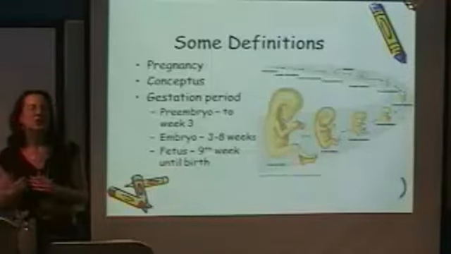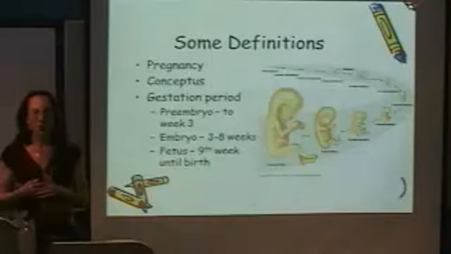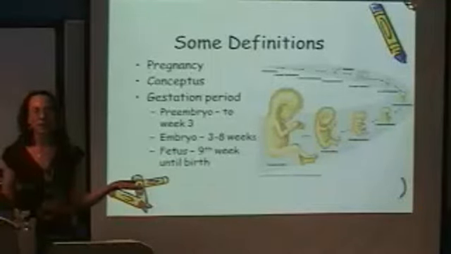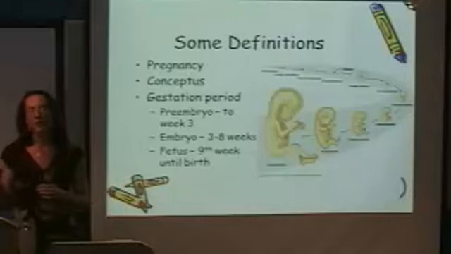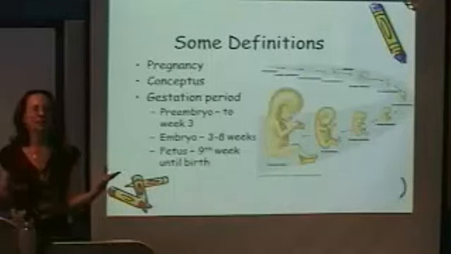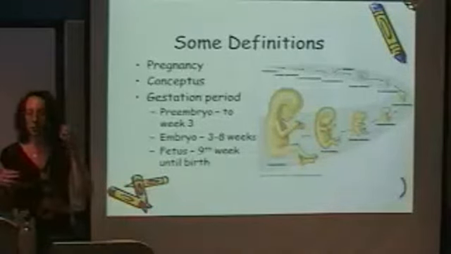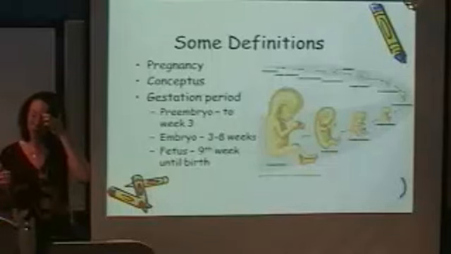The gestation period is going to include just embryo and fetal. Embryo is going to be from week 0, per se, to week 8. The fetal period will be from week 9 until birth. So I'm not going to do pre-embryo, I'm just going to do embryo and fetal.